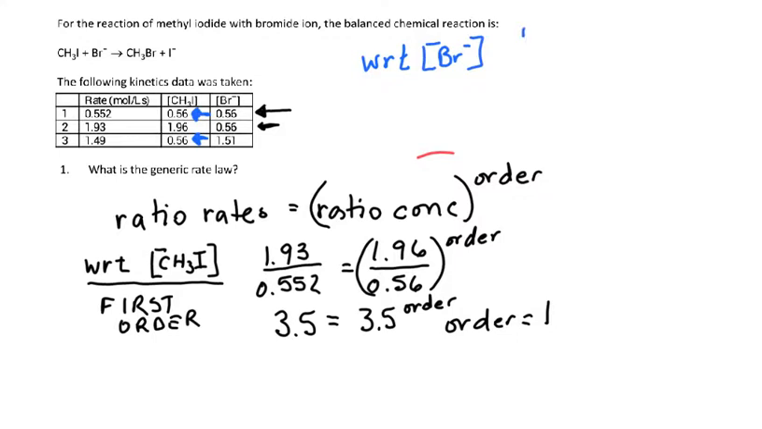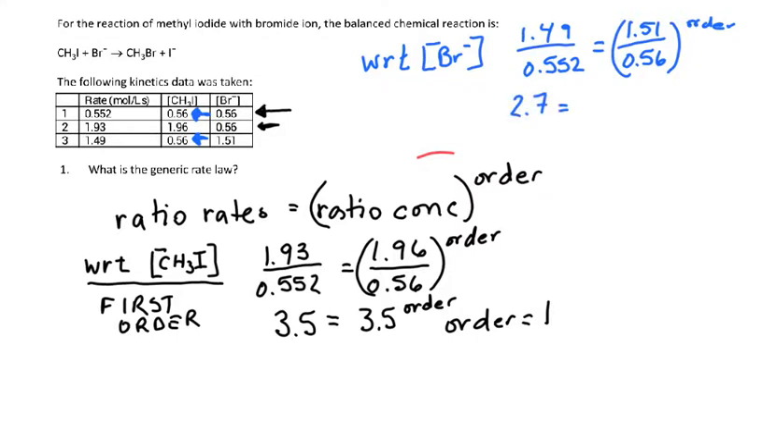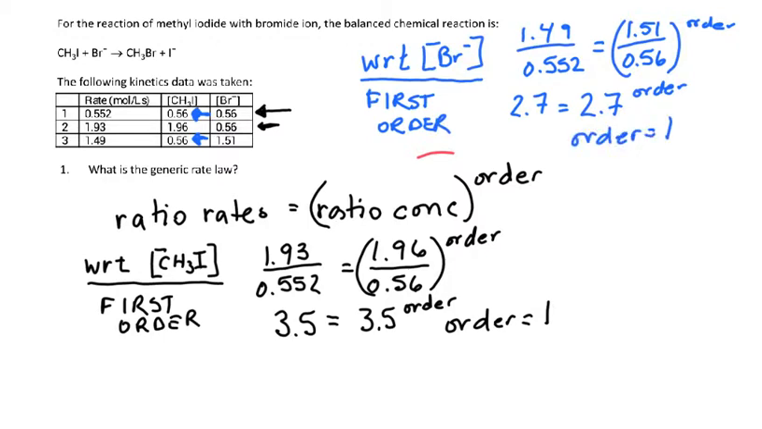So once again, the ratio of the rates, 1.49 divided by 0.552 is equal to 1.51 divided by 0.56 to the order. So if you do the math on that, you get 2.7 is equal to 2.7 to the order. So once again, that means that with respect to the bromide ion, it is also a first order reaction because anything to the first power is itself, so the order is equal to 1.